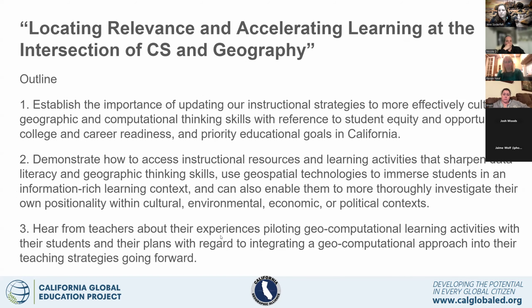So, but that's not enough to get your thing submitted. You have to submit an outline and some learning objectives. And I'm not going to include all the language here because it's overlapping and boring. But in terms of the outline, I just had 3 pieces that I described. Establish the importance of updating our instructional strategies to more effectively cultivate geographic and computational thinking skills with reference to student equity and opportunities, college and career readiness, and priority educational goals in California.